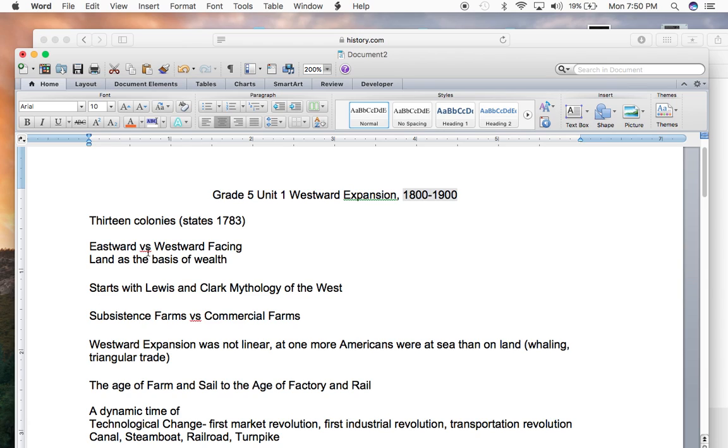The story of westward expansion is going to begin really with the 13 colonies, which become states at the end of the American Revolution in 1783, which is really the start of the country, of course.